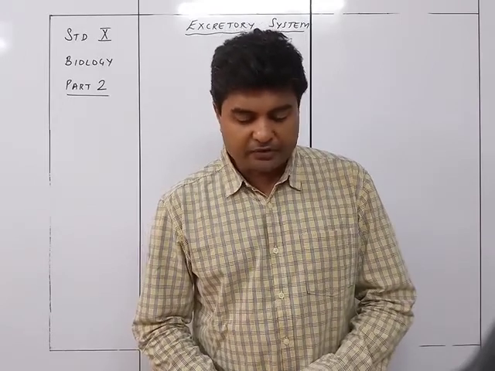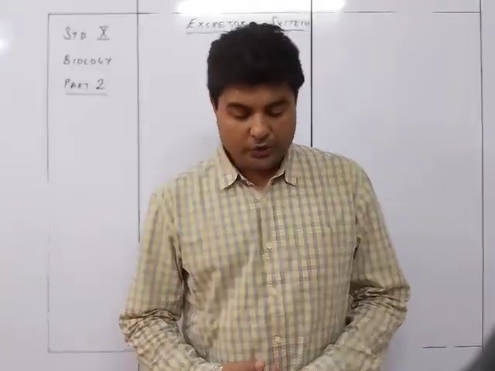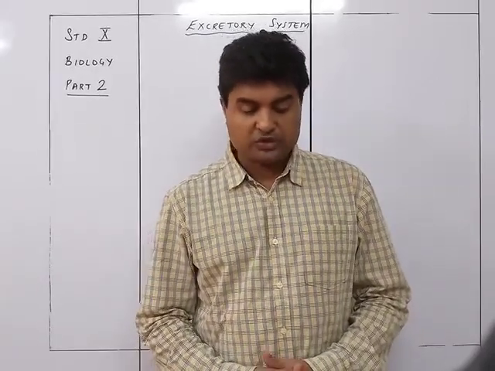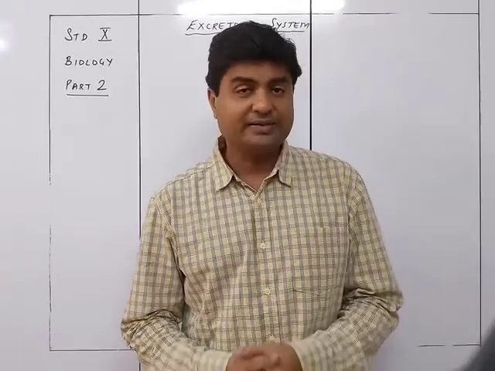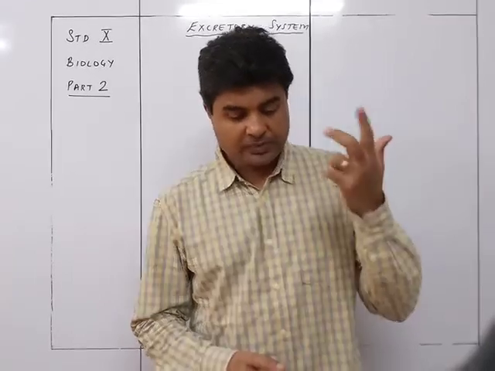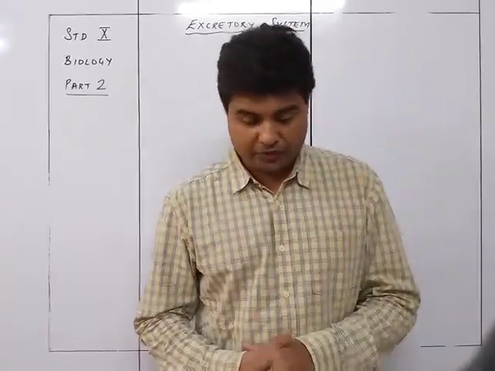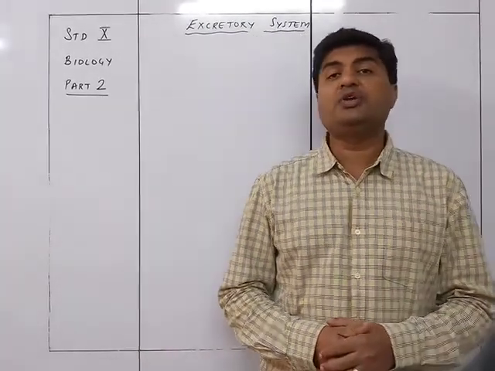The kidney is composed of an enormous number of minute tubules called uriniferous tubules, or nephrons, or renal tubules, or just kidney tubules. So all these are names for the same thing. These are the structural as well as the functional unit of the kidney.